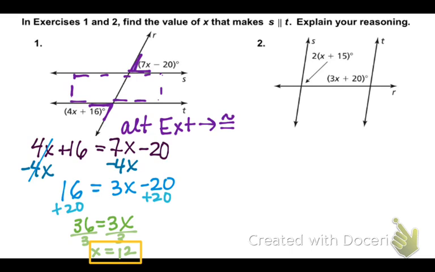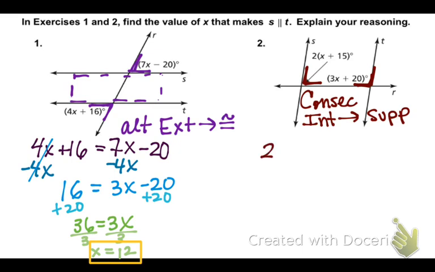On the second problem, we got this angle and we got this angle. What relationship do they have together? Yep, they're consecutive interior, which are supplementary. That means they add up and equal 180. So that means 2 times (x plus 15) plus (3x plus 20) equals 180.